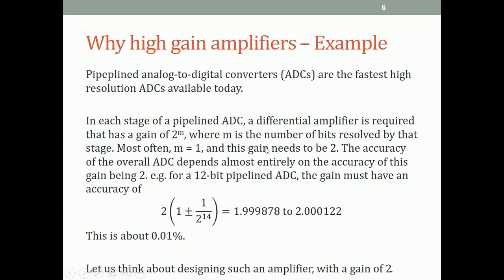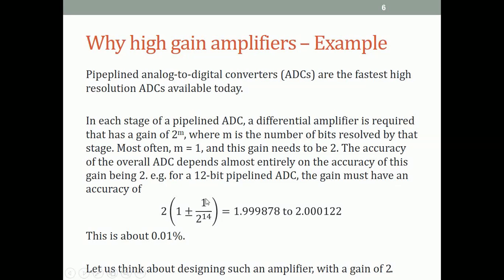Now the accuracy of the overall A to D converter depends almost entirely on the accuracy of this gain being 2. The gain of this amplifier has to be 2 or very, very close to 2. So for example, for a 12-bit ADC, it can be shown that the gain of this amplifier with a gain of 2 has to be within 2 into 1 plus or minus 1 by 2 raised to 14.